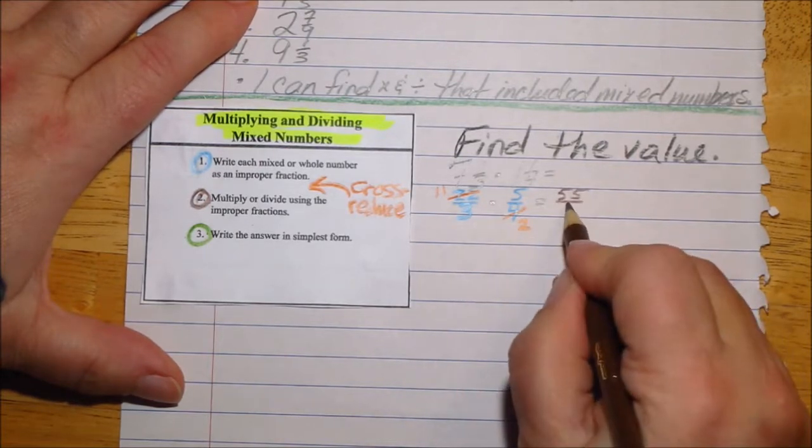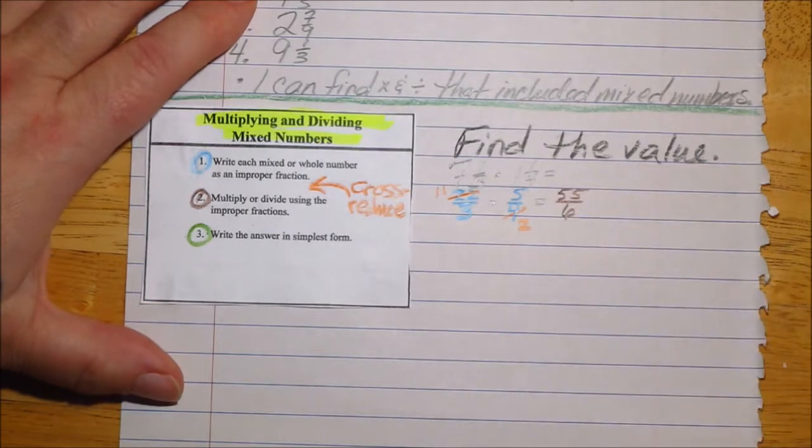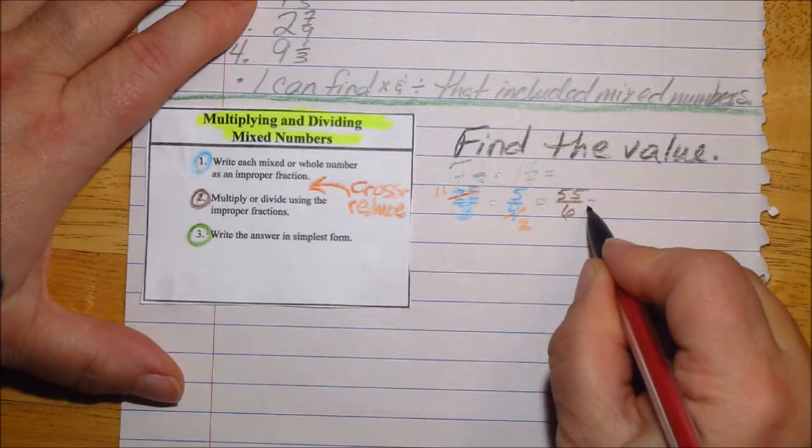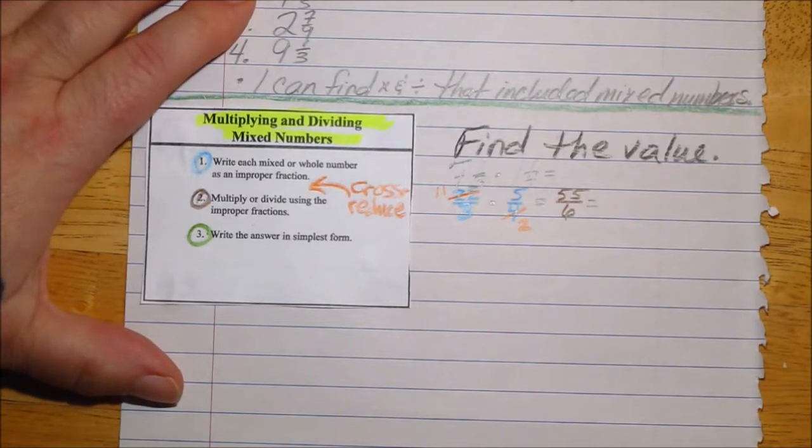3 times 2 is 6. Okay, now that's an improper fraction. We can't have that as our answer. Our answer needs to be a proper fraction or a mixed number. All right, so we've got to figure that one out.